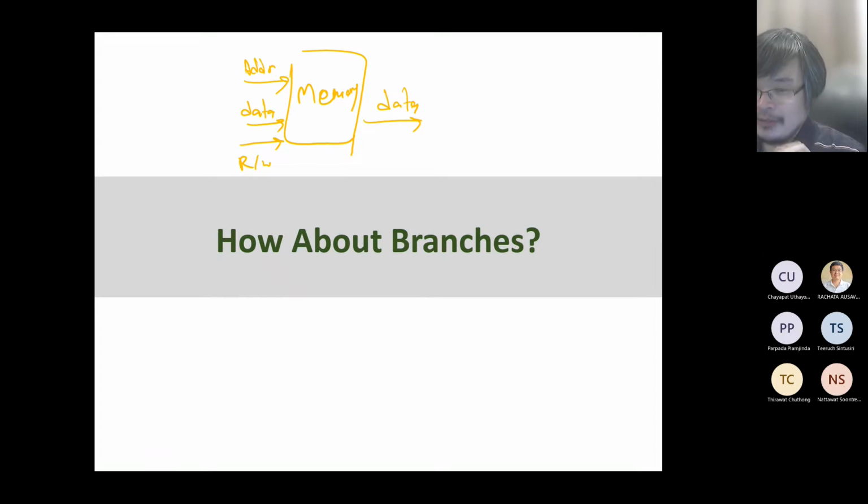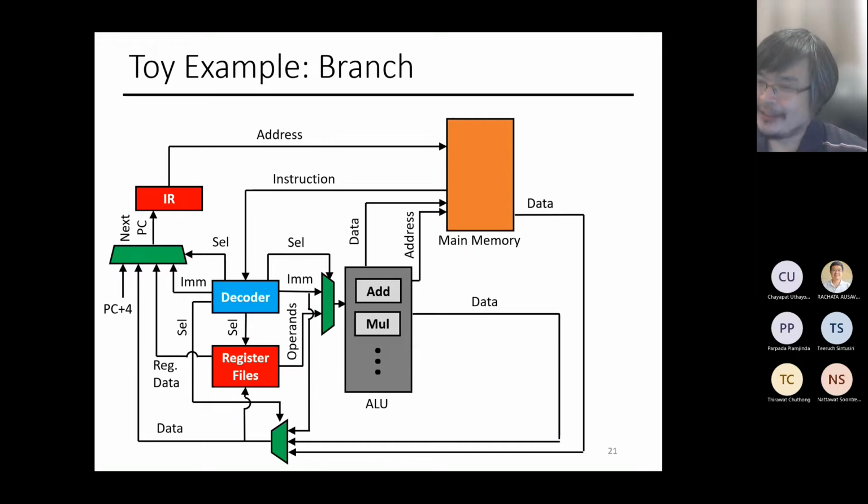Alright, so can we move on to handling branch? Alright, so let's go back to our toy example. What if we have a branch? Let's say we want to do this jump to R0 plus 4.